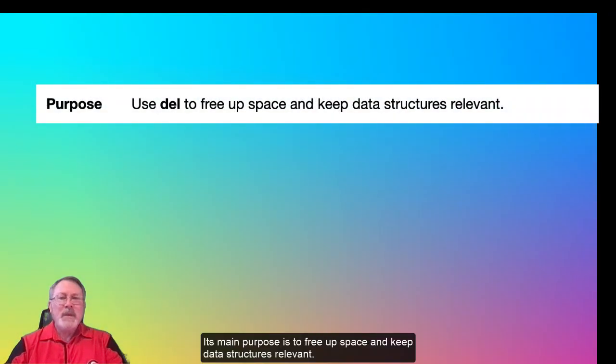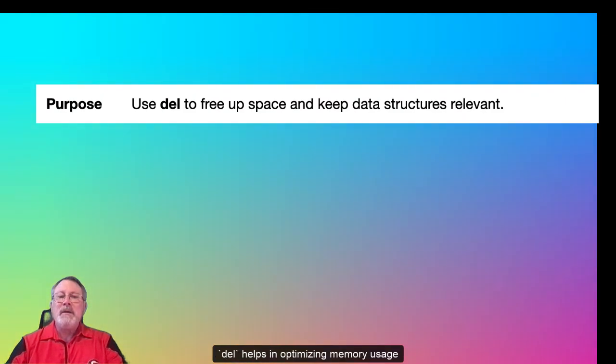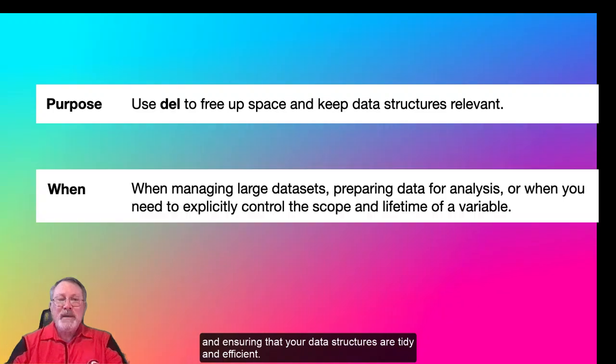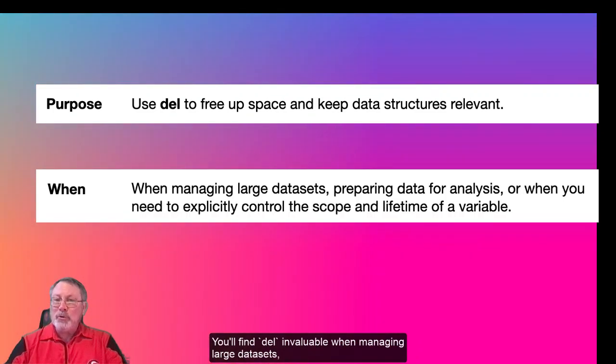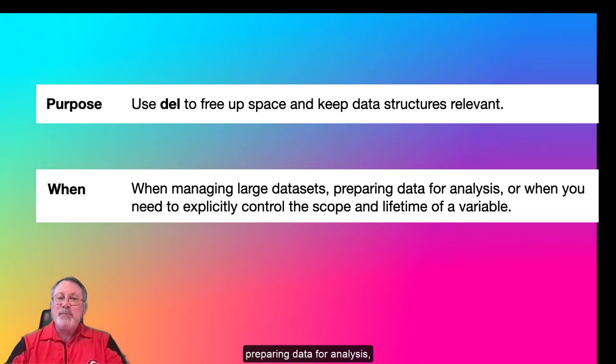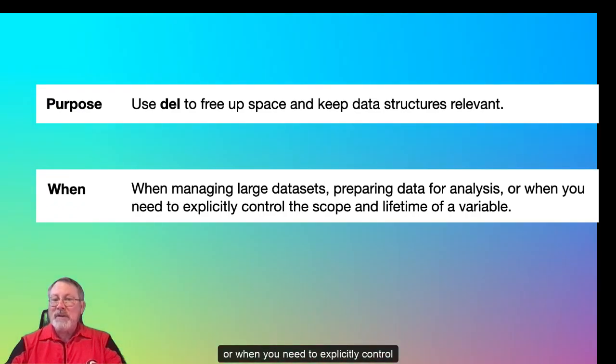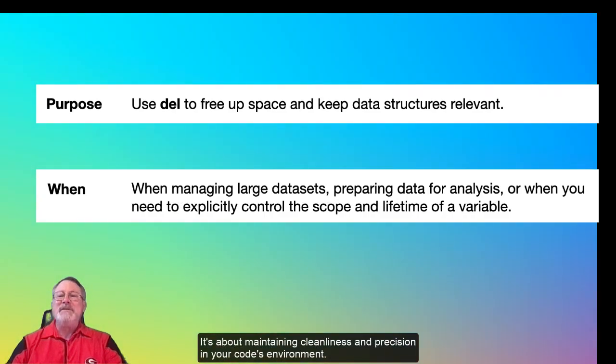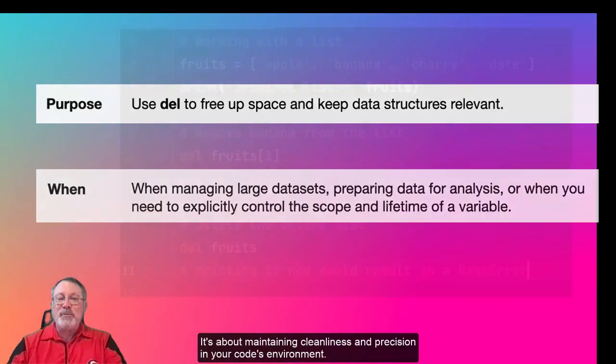Why del? Its main purpose is to free up space and keep data structures relevant. By removing elements or variables that are no longer needed, del helps in optimizing memory usage and ensuring that your data structures are tidy and efficient. You'll find del invaluable when managing large data sets, preparing data for analysis, or when you need to explicitly control the scope and lifetime of a variable. It's about maintaining cleanliness and precision in your code's environment.